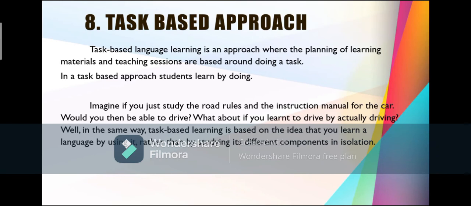Another approach to language learning is the task-based approach. Task-based language learning is an approach where the planning of learning materials and teaching sessions are based around doing a task. In a task-based approach, students learn by doing.